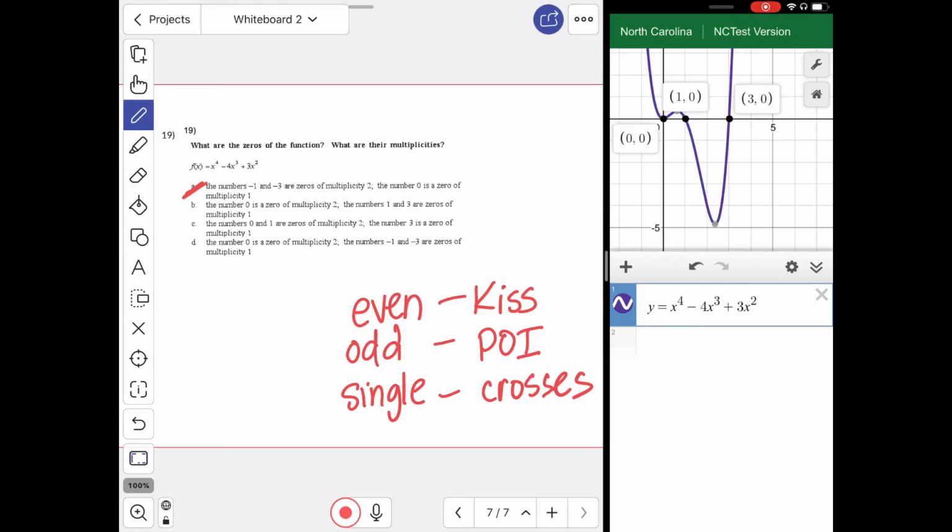However, at 0, it has even multiplicity because it does that little kiss with the x-axis. It just touches it. It doesn't cross it. So the correct answer there will be B, because at 0, it has multiplicity 2, which is even, and then 1 and 3 have multiplicity 1, which means single.